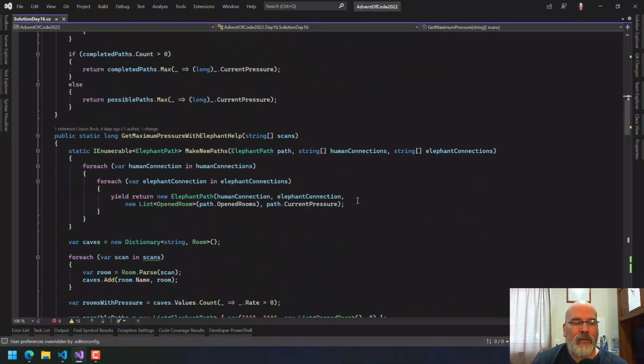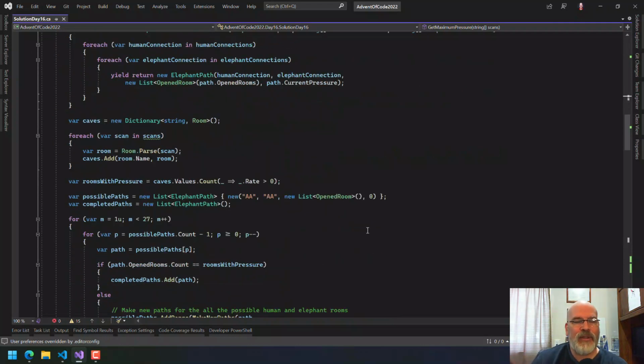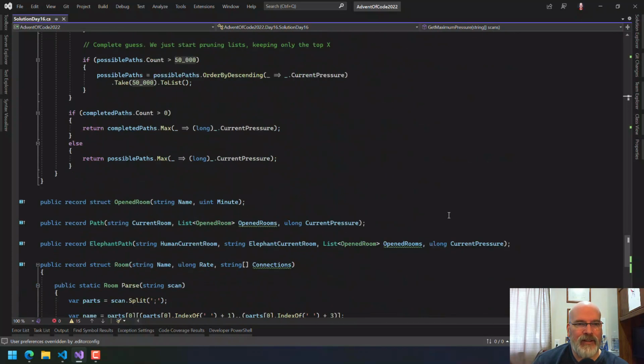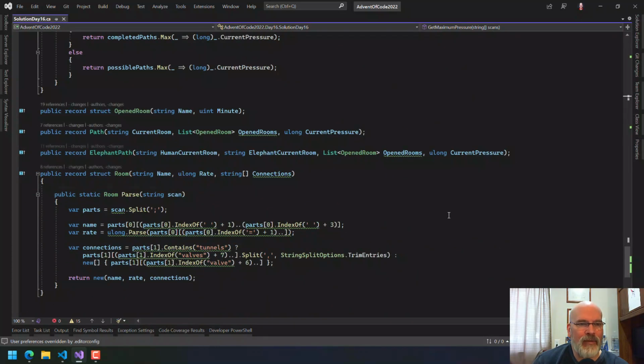The second part of this is you have these elephants, and if you train an elephant, both you and the elephant can now start running around the maze and turning them on in parallel. So I had to be a little bit smarter about the elephant paths that I have. And yeah, I have a path and an elephant path.